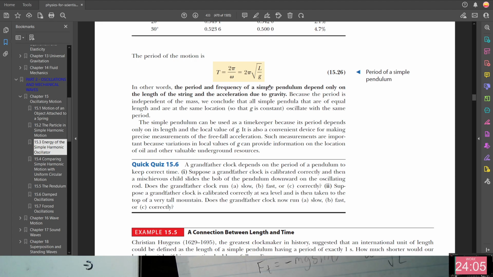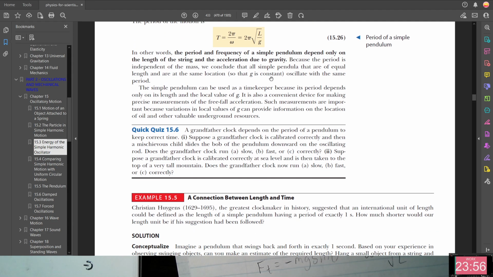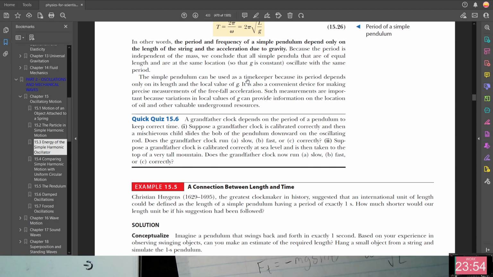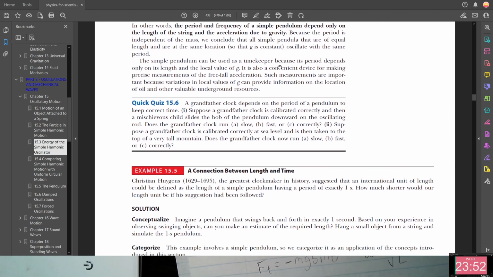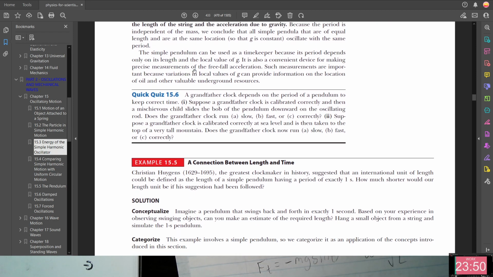Because pendula of equal length, with g constant, oscillate with the same period. A pendulum can be used as a timekeeper because its period depends on its length and the local value of g. Okay, I gotta go check what's happening.